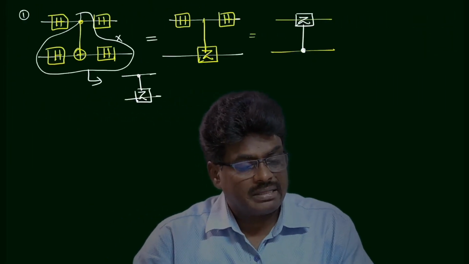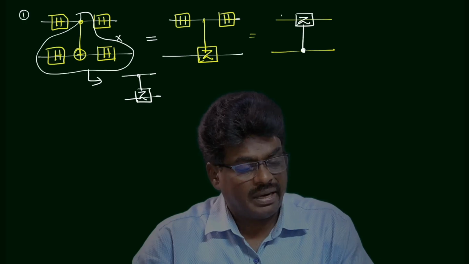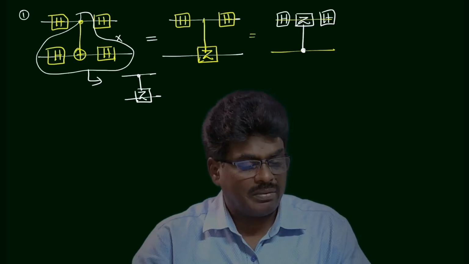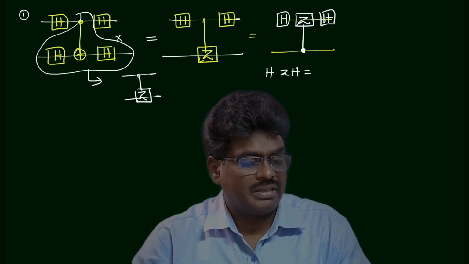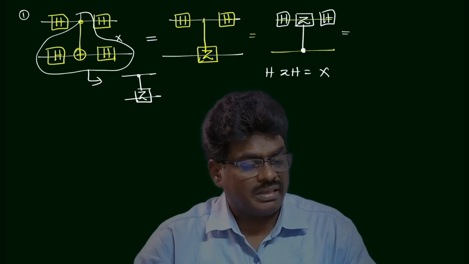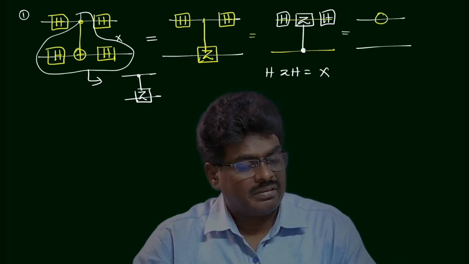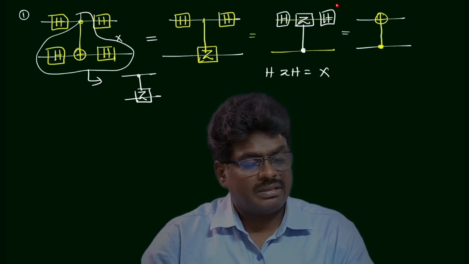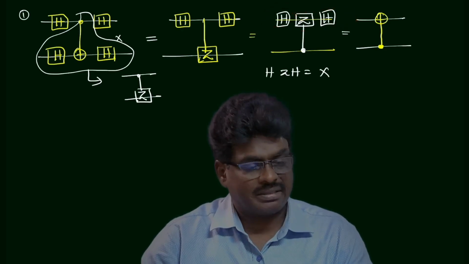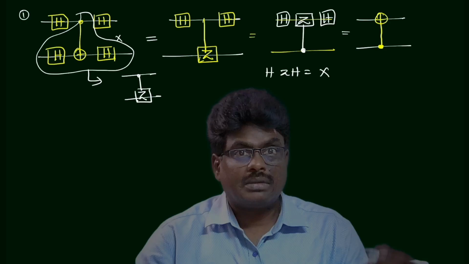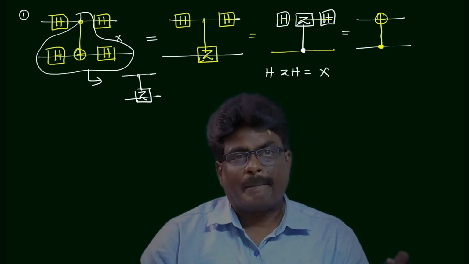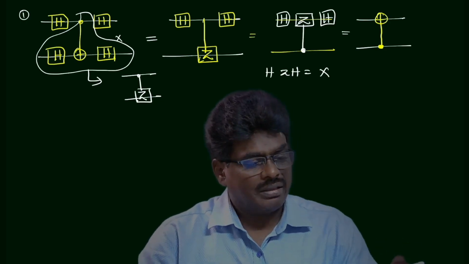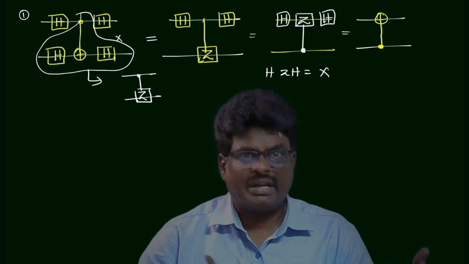But Hadamard gates are as usual. No change in the Hadamard gates. And just now we have discussed H Z H is nothing but X. So this is nothing but, again we have H Z H, that is this one, which is nothing but X. So we got a CNOT, that means control and target bits of CNOT are interchanged. Okay, so we can say it upside down, something like that.